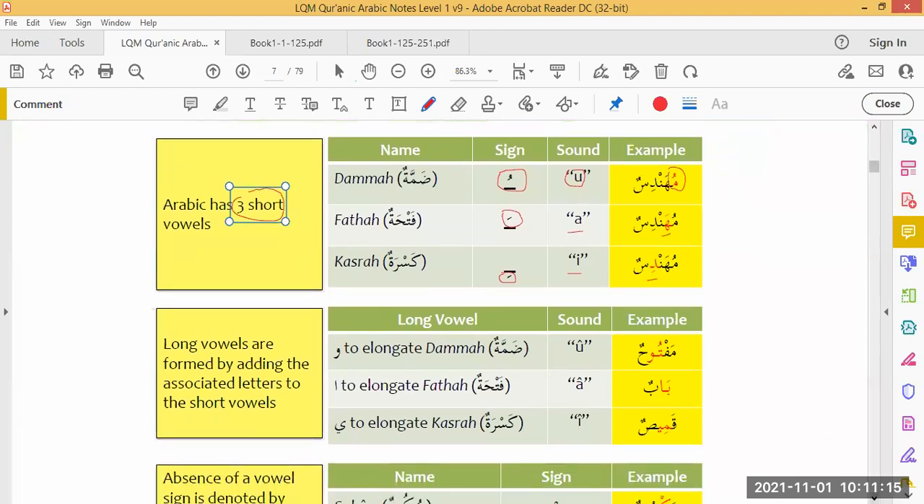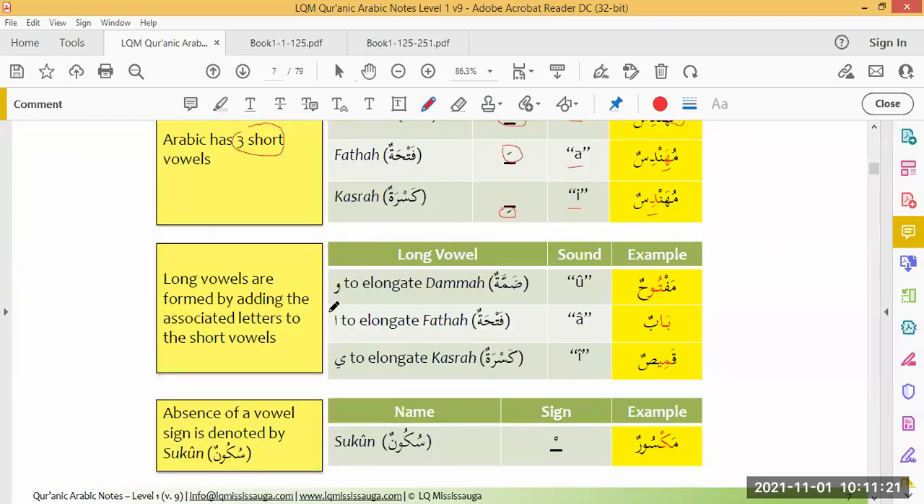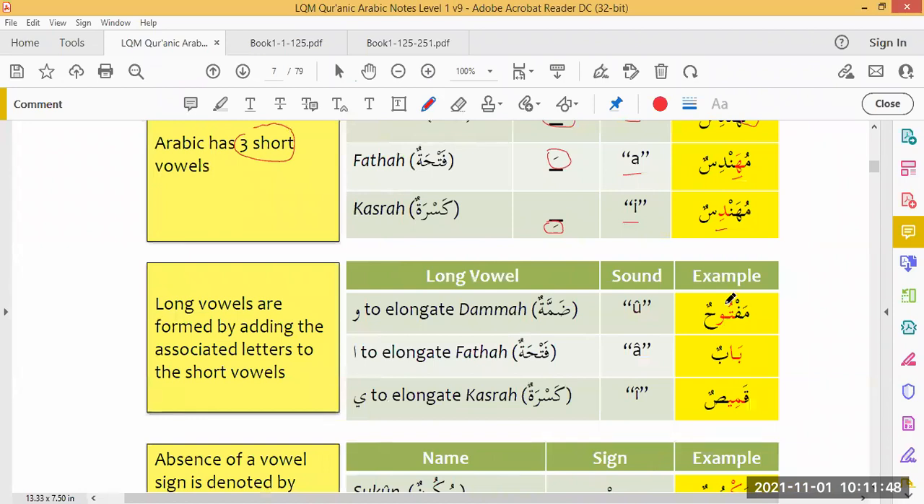Then there are the three long vowels in Arabic. Long vowels are formed by adding the associated letters to the short vowels. Waw to elongate dhamma. If there is a dhamma, you see here maftuhun, on the ta, this is dhamma. So we have to make it a long vowel.